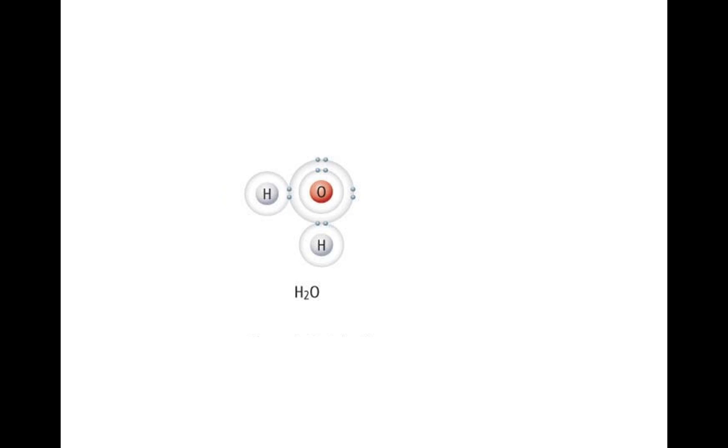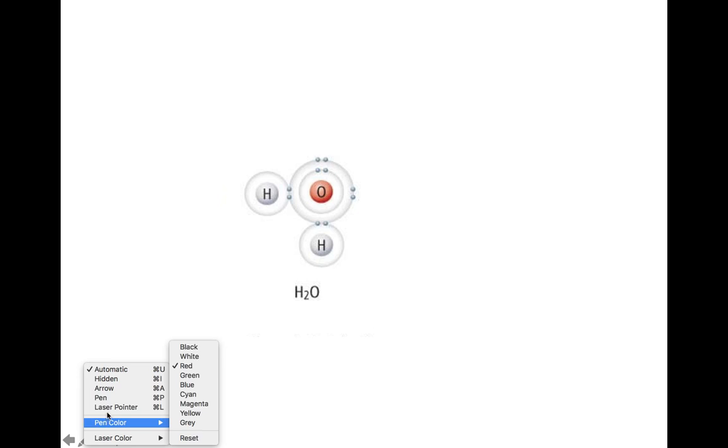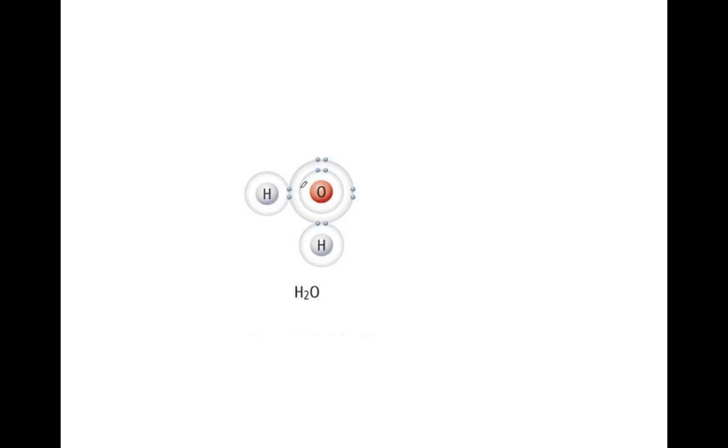That is the covalent Bohr diagram for a water molecule. And you can see that two electrons are being shared here and two here. Okay, and that's because hydrogen only needs one extra electron, but oxygen needs two. So the formula becomes H2O.